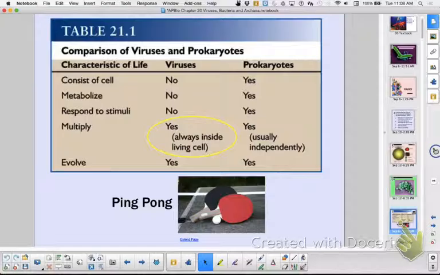I don't consist of a cell, I don't have a dose-form stimulus. However, I do have a mental health. I think both.